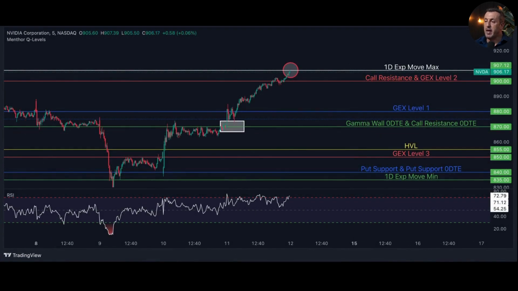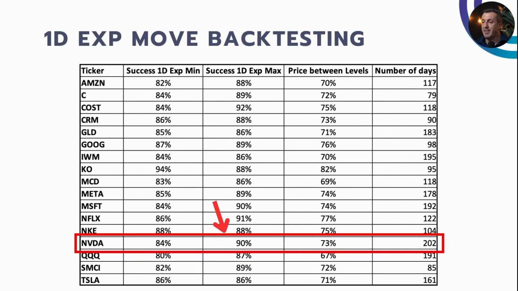The price breaks the gamma wall with a strong momentum and reaches the one-day maximum level. So now what do we do? Do we wait for more upside or do we close our trade? What if you had some backtesting results that show you that the price of Nvidia closes below the one-day max level 90% of the time? Would you still keep the trade or would you close it? You can find these results on our website.